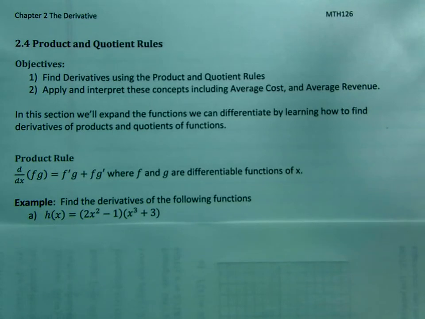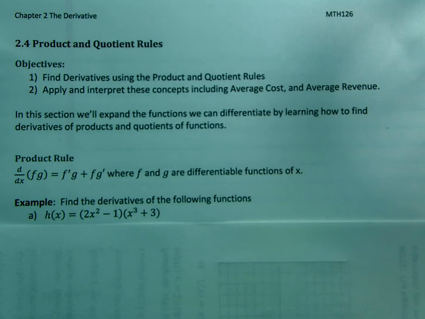Section 2.4, Product and Quotient Rules. Our objectives are: 1. Find derivatives using the product and quotient rules, and 2. Apply and interpret these concepts, including average cost and average revenue. In this section, we'll expand the functions we can differentiate by learning how to find derivatives of products and quotients of functions.